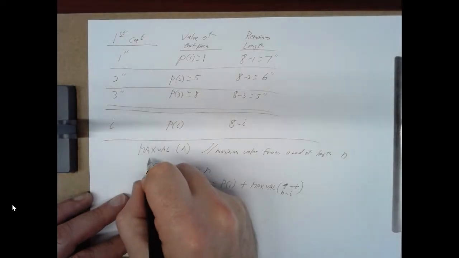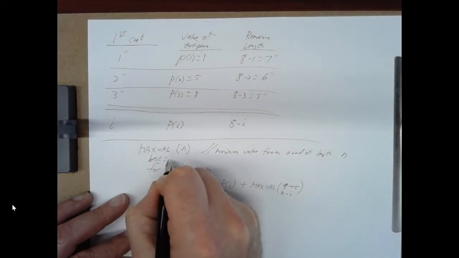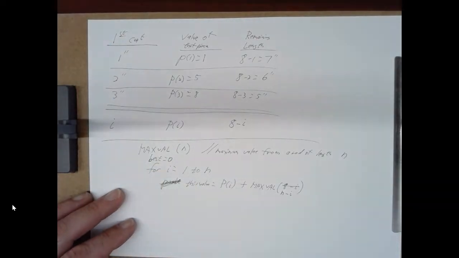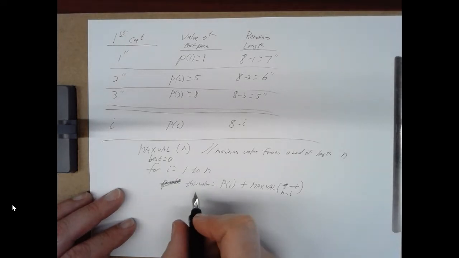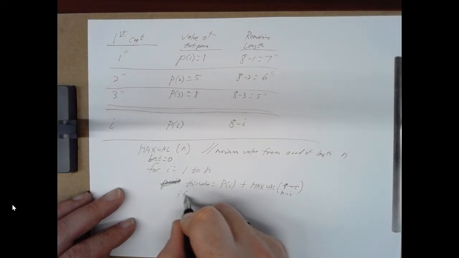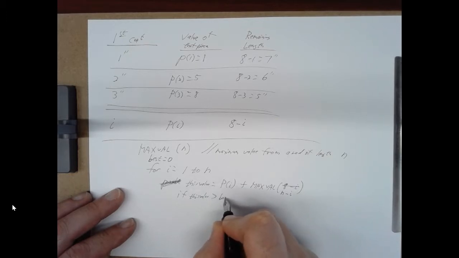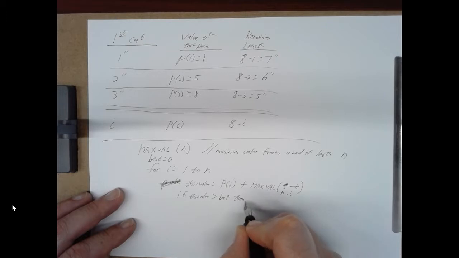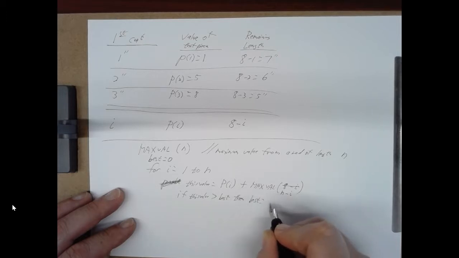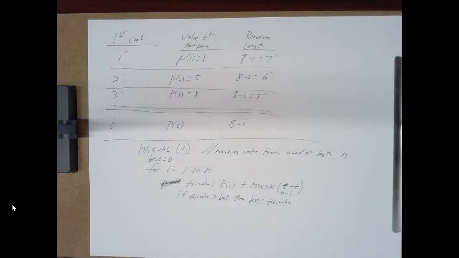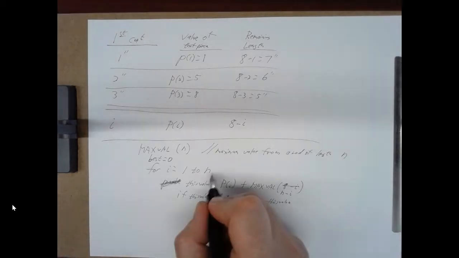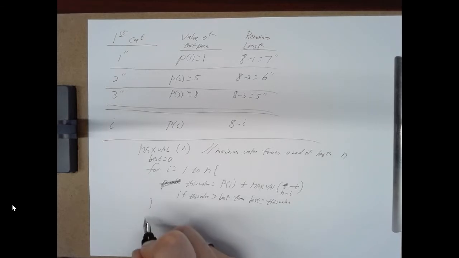And let's find our best solution. Well, our best solution, let's start off at 0. We find the value from cutting a rod of length i, if that value is bigger than best, then set best equal to that value. So iterate over all the possible cuts and return our best value.